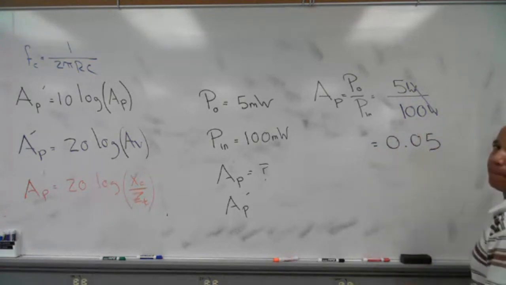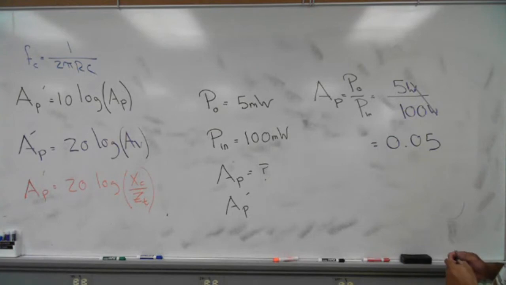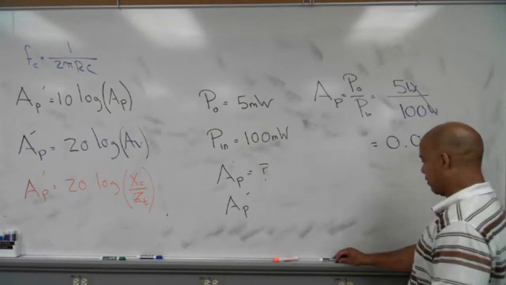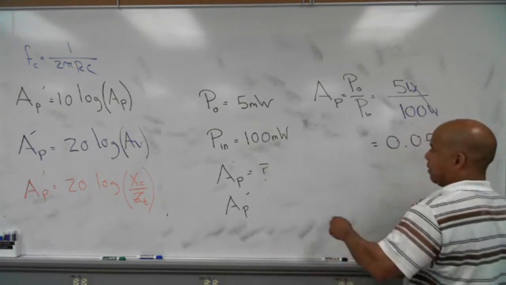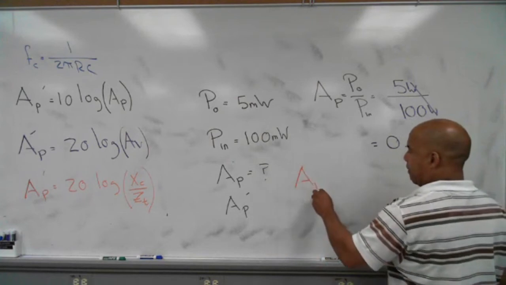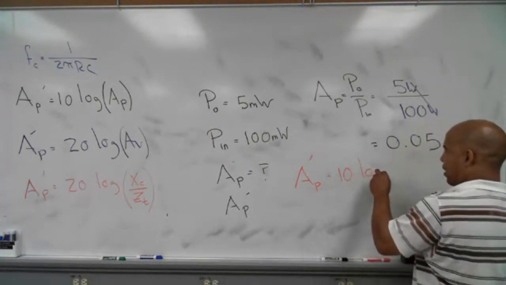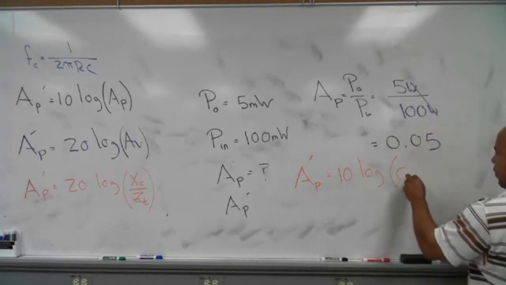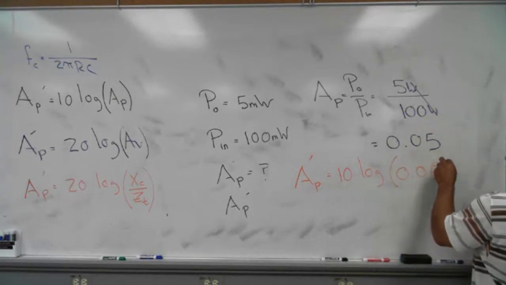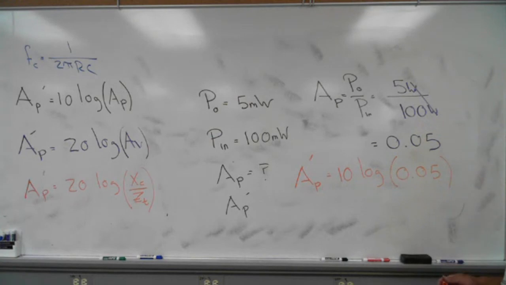0.05. That's my gain. If I want to change that to a decibel gain, I take my formula. AP prime is going to be 10 times the log of 0.05. And if I do the math, what do you get there? Negative 13.